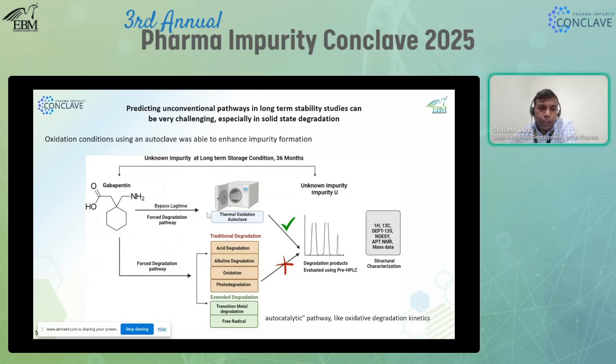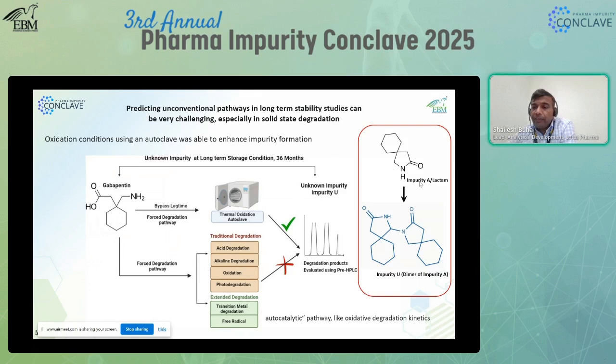So after this process of thermal oxidation autoclave, because we used acidic degradation, alkaline degradation, oxidation degradation, photo degradation, we could not obtain that 10.5 RRT impurity. We extended some degradation with metal induced, electron transfer oxidation and free radical processes, but they could not produce it. It only happened with the oxidation thermal autoclave process. And then this impurity A, that lactam, becomes the dimer of impurity A. And this is very important information that came through this stress study data.